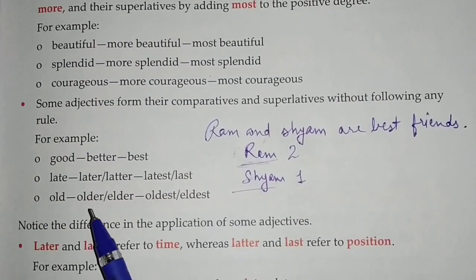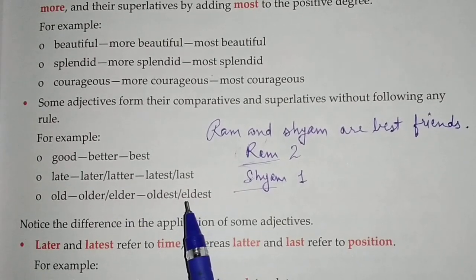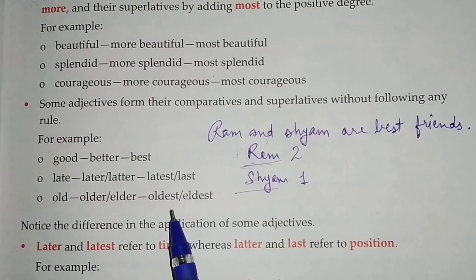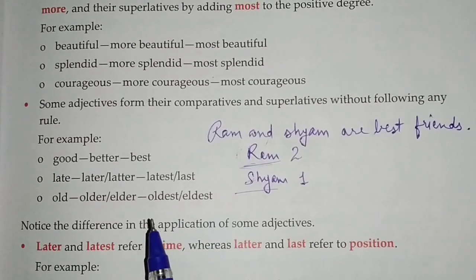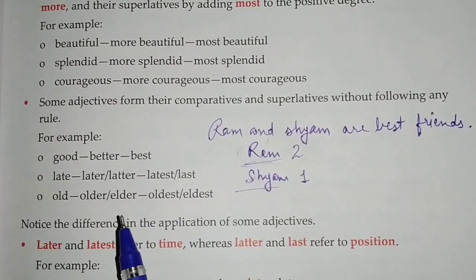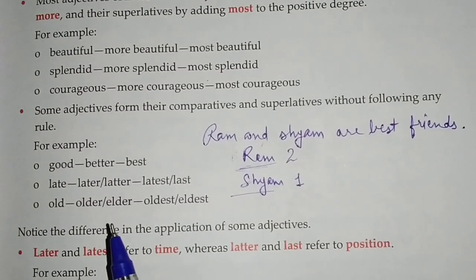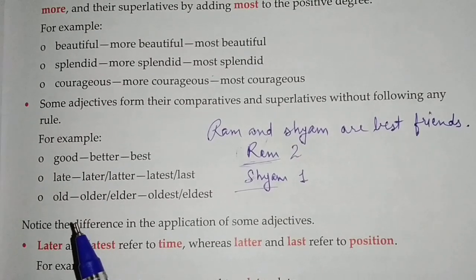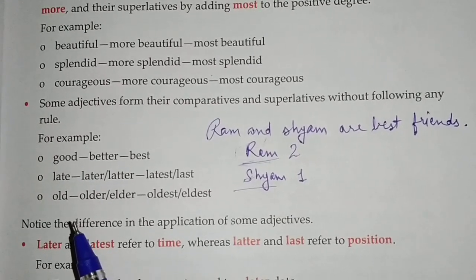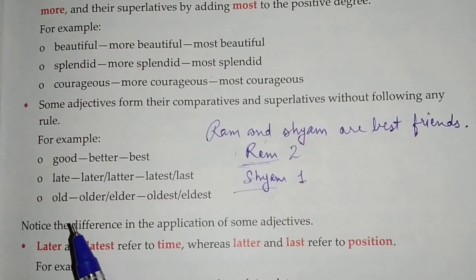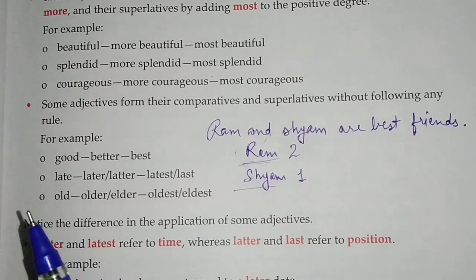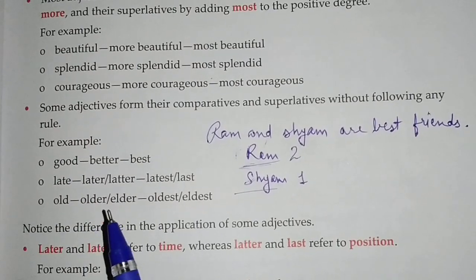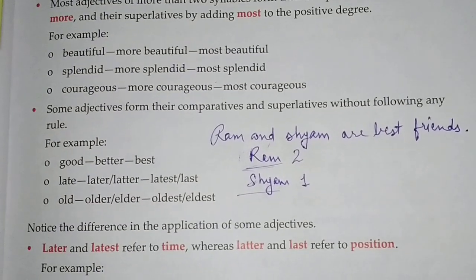Next one is older and elder, while oldest and eldest. These words older and oldest can be used for people as well as things. For example, if I say he is my older brother, my sentence is correct. If I say the bench is older than the table, then also my sentence is correct.